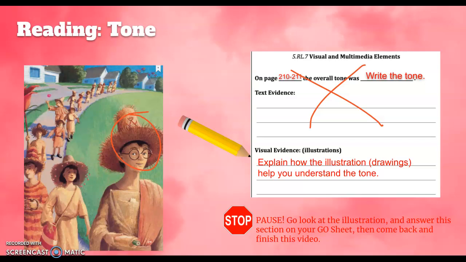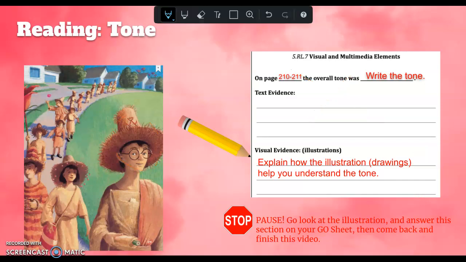So right now would be a good time to go ahead and pause. You're going to write on this section of your Go sheet just what the picture helps you identify as the tone. And then you can go ahead and put your Wonders book away and Go sheet because this will be the last that we're working on it today.